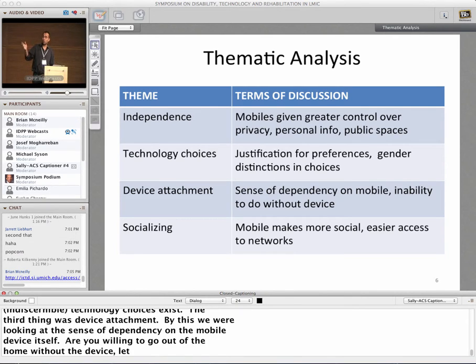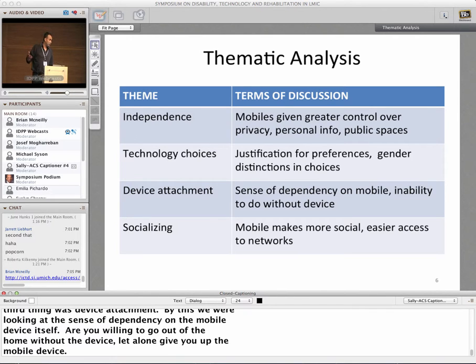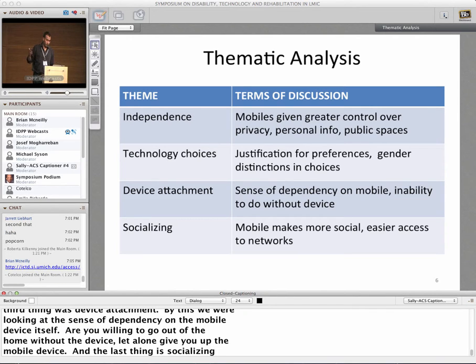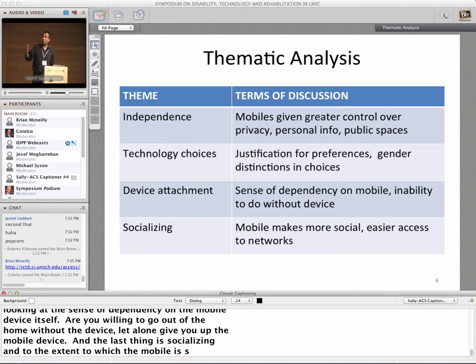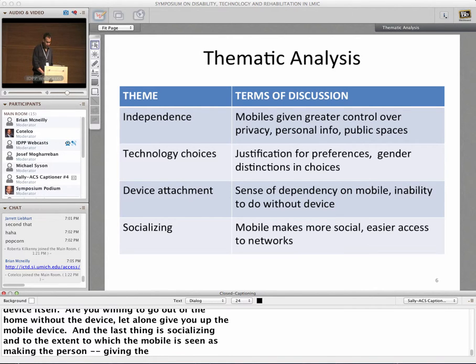And the last thing we were looking at is socializing, and to the extent to which the mobile is seen as giving the person greater access to networks.